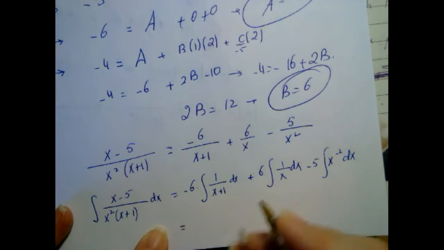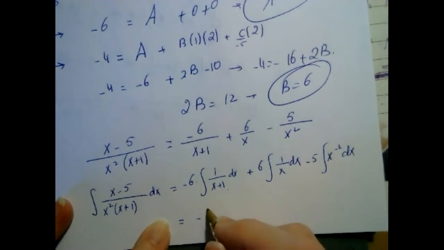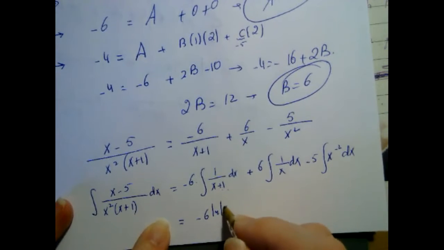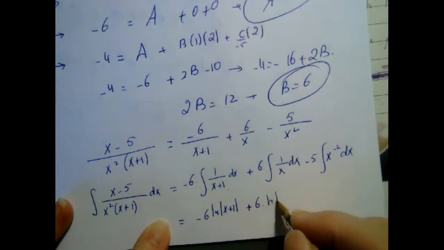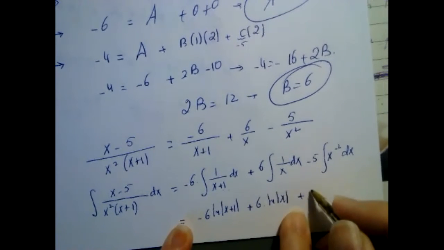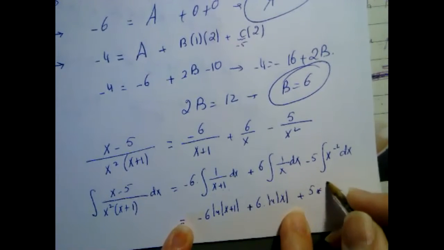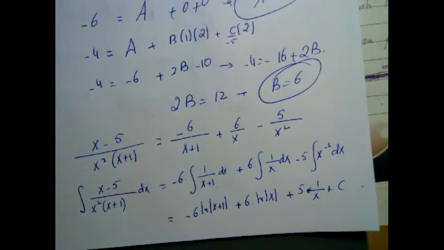So finally, I will end up with this. This is x plus 1. If I put u equal x plus 1, du will be dx, so this one will not be a problem. Plus 6 ln of x. X to the minus 2, we've done it like a million times. This is going to give me 5 times 1 over x plus c. End of the problem.